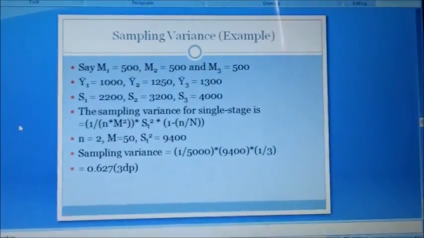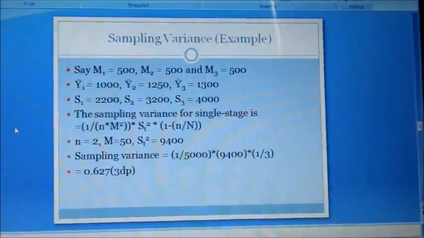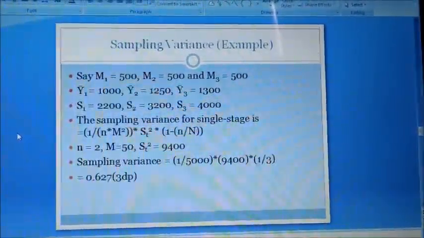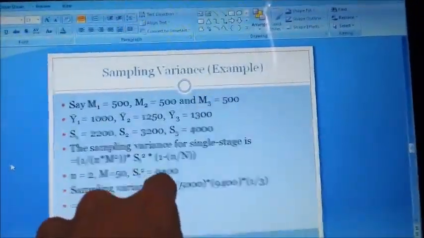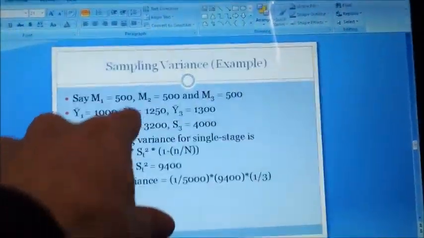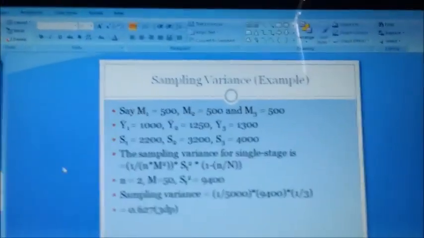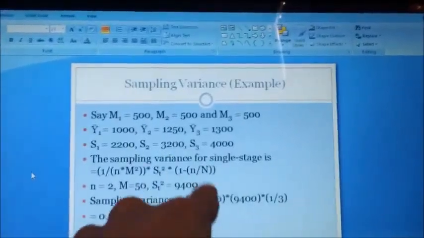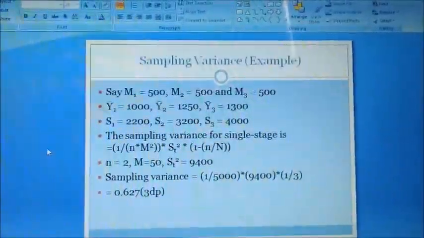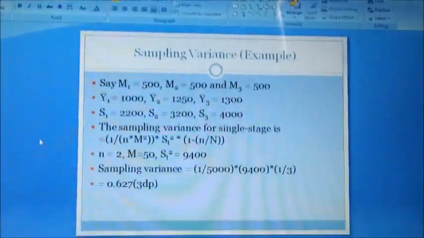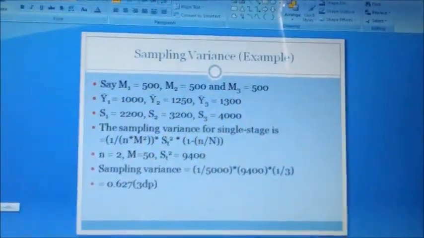So st squared equals 9400. And then the sampling variance is 1 over 5000 times 9400, which is st squared, which is the sum of the other s's. And then you multiply it by 1/3, which is 1 minus n over N, which is 1 minus 2/3, which is 1/3. And this comes out to be 0.627, rounded to 3 decimal places.